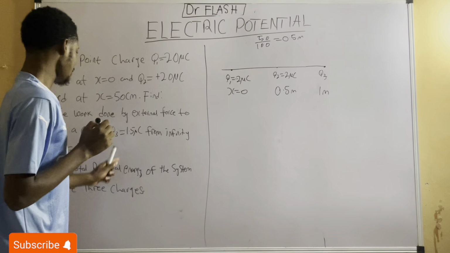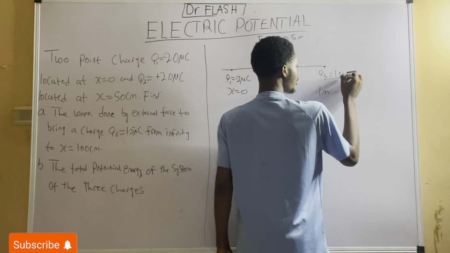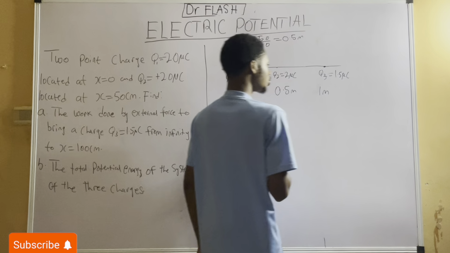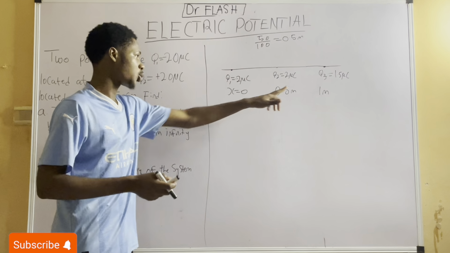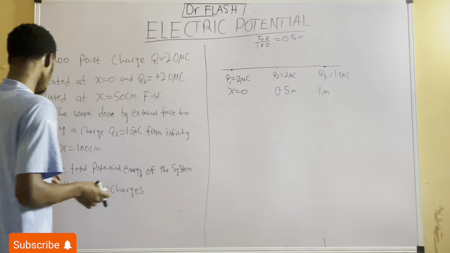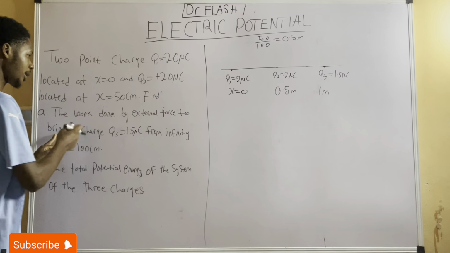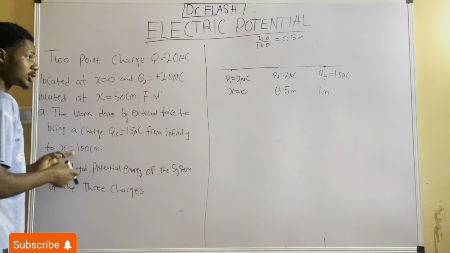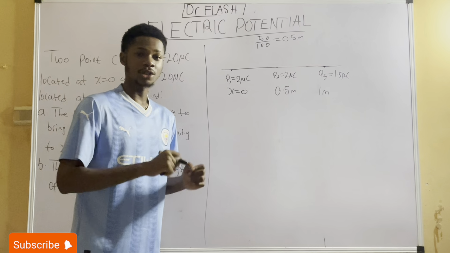So Q3 has a value of 1.5 microcoulombs. I'm beginning from infinity to a distance of 1 meter in the electric field, 1 meter from Q1. Now the question asks us to find the work done by the external force to bring the charge from infinity, that is, we have to find the work done, which is the electric potential energy.